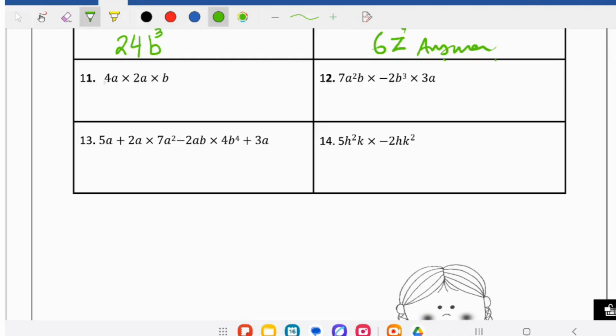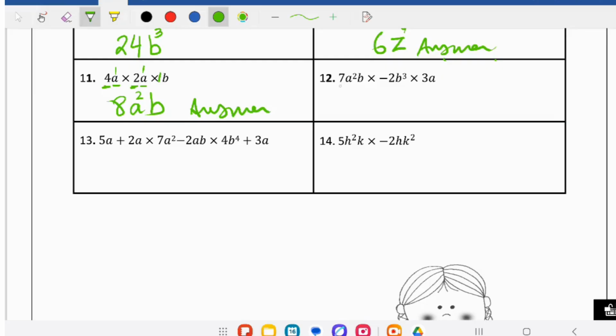Over here, I have the coefficients 4, 2 and invisible 1. When I multiply 4, 2 and 1, I will get 8. a and a, they are the same bases. I just add their powers, 1 and 1, and b as it is. This is the answer.